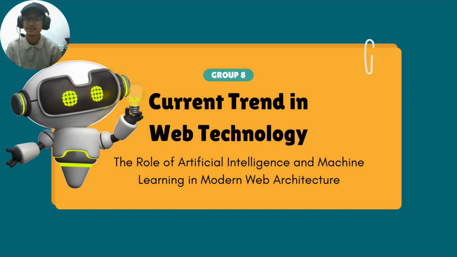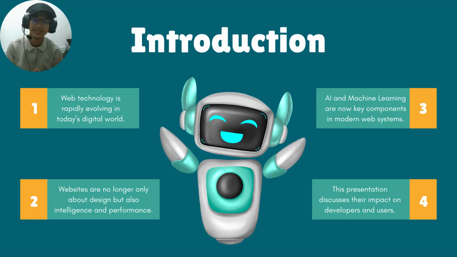Today we are excited to talk to you about the current trends in web technology. Specifically, we will be diving deep into a topic that is completely reshaping how we build and interact with the internet. The title is The Role of Artificial Intelligence and Machine Learning in Modern Web. Alright, let's start with a brief introduction to set the stage.